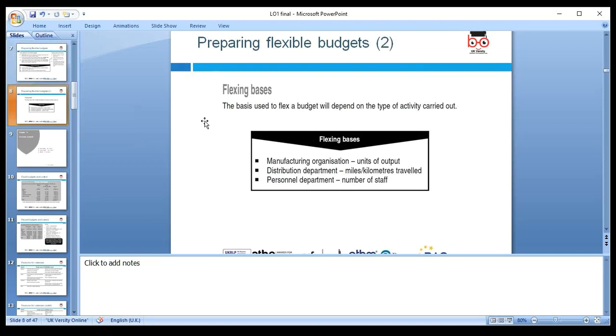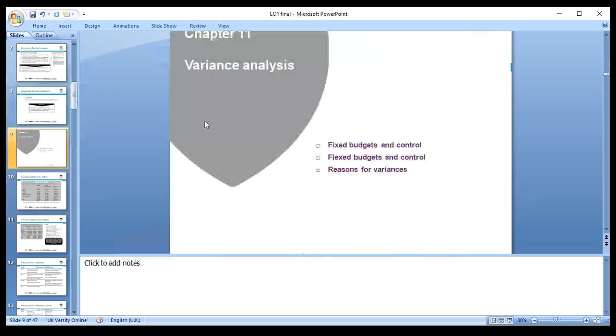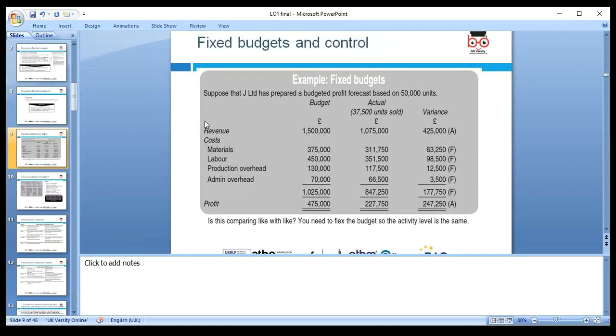Okay, flexing basis. We made an original budget for manufacturing 100 units, but we actually manufactured 150 units. Can I compare the 100-unit cost with 150? No, the 150-unit cost will be higher, of course. So what we need to do is flex it. What is my one-unit standard, or budgeted, cost? Times by 150 units, and then we find the variance.